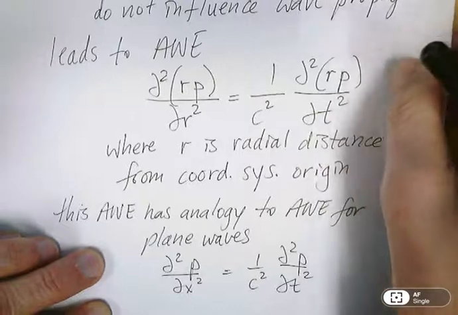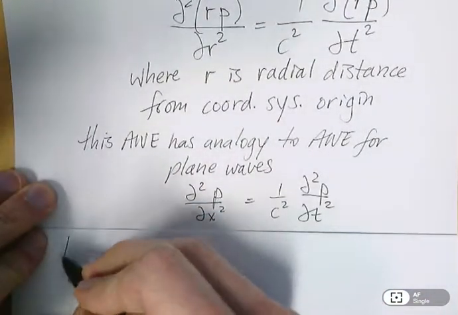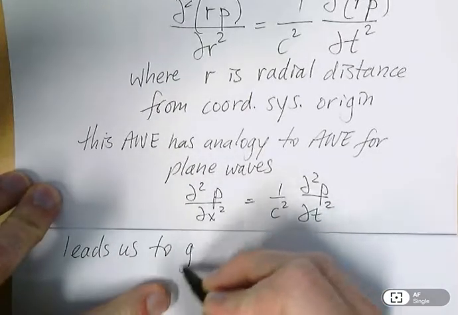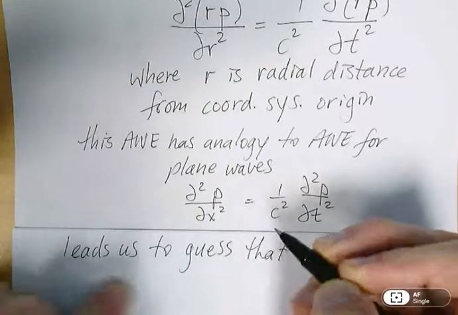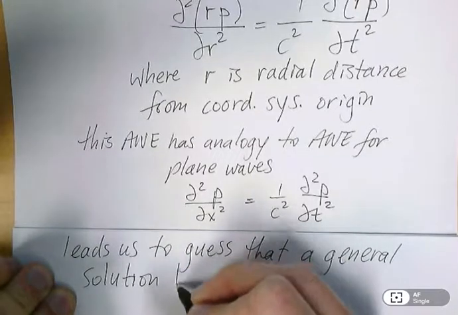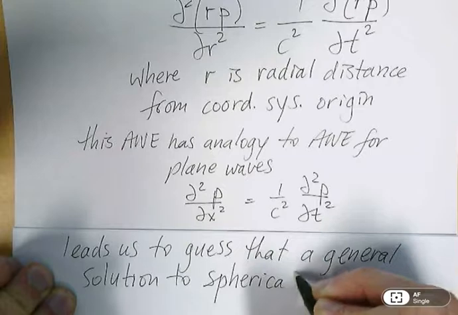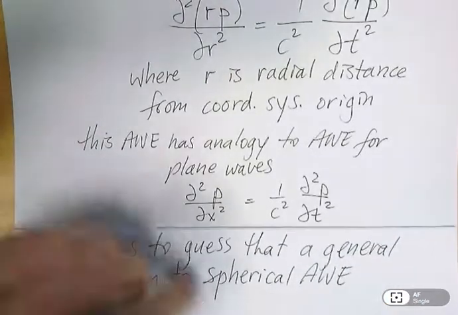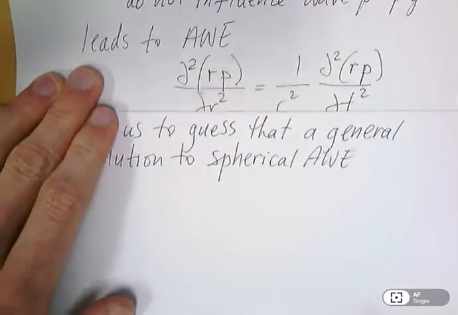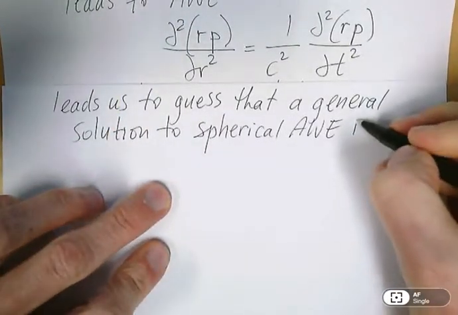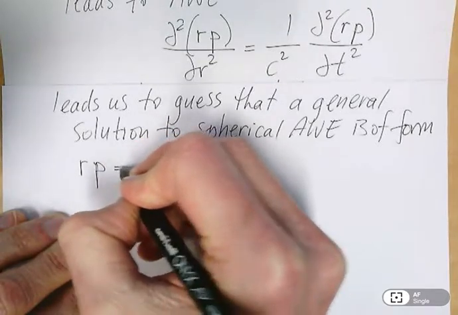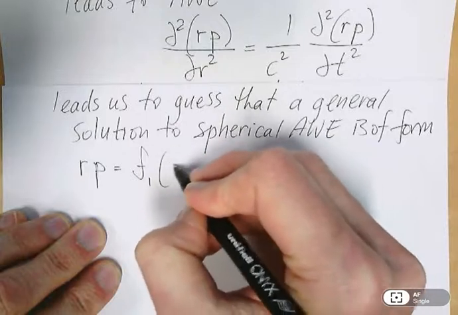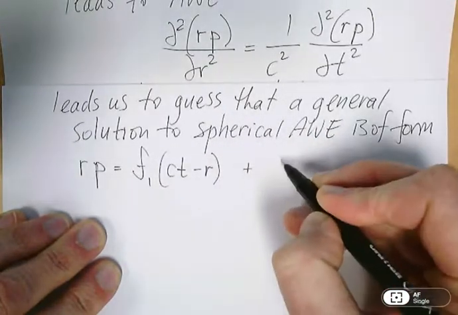So this analogy leads us to guess that a general solution to that spherical AWE, which I will bring back up to our front right there, is of the form r times P is equal to some function F1 of the argument ct minus r, plus some function F2 of ct plus r.